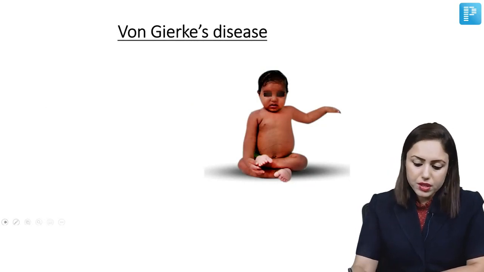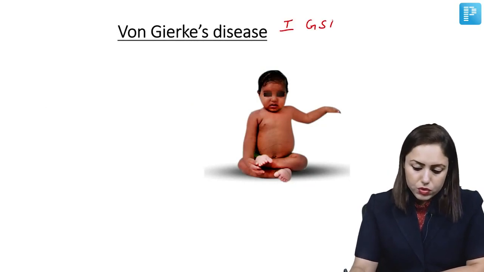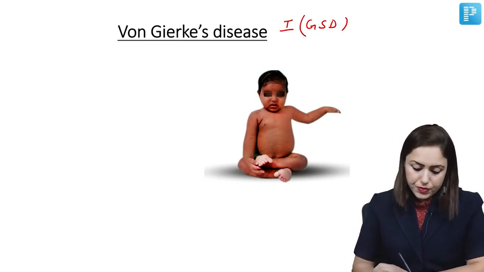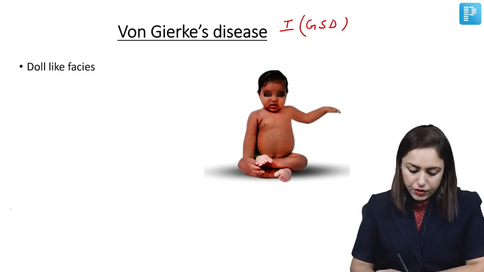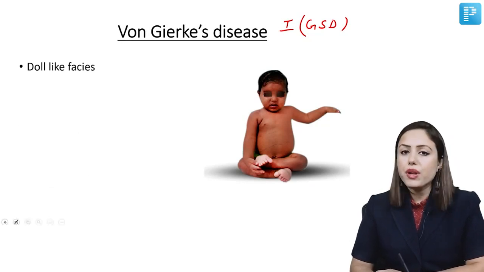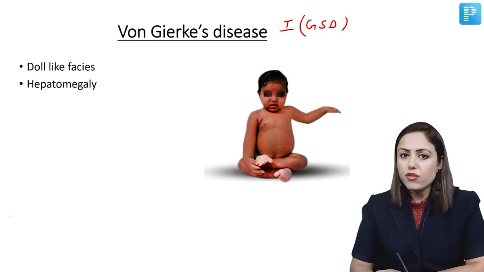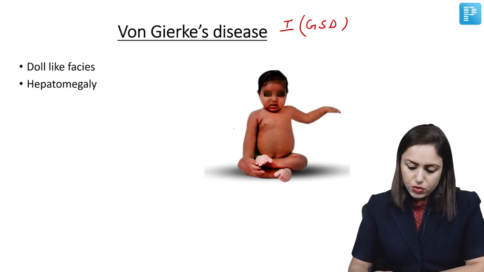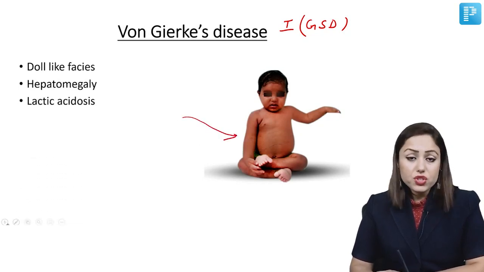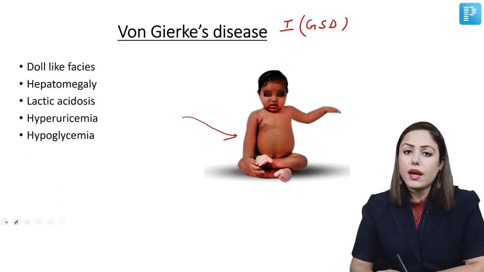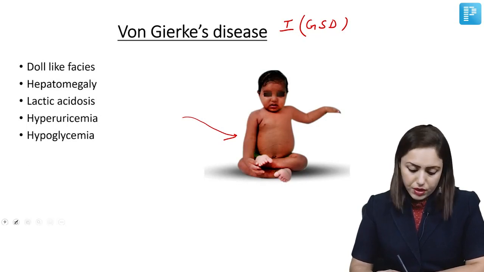Then von Gierke's disease, which is type 1 glycogen storage disease, also the most common glycogen storage disease in children. You can see here doll-like faces because of collection of fat. Then patients have hepatomegaly. So you can see the distended abdomen of this child. Patients have lactic acidosis, hyperuricemia, and severe hypoglycemia.